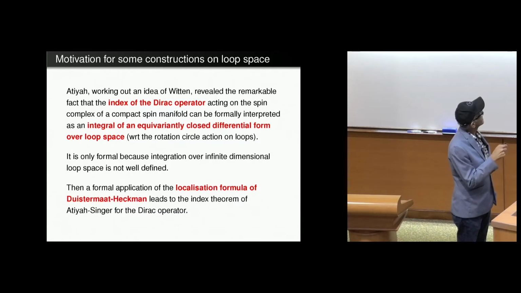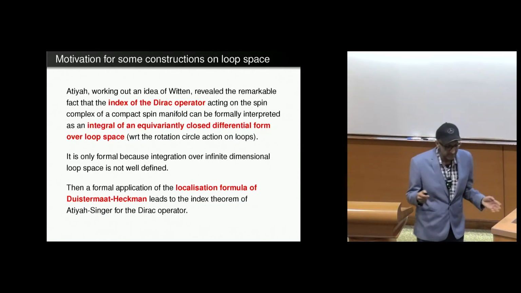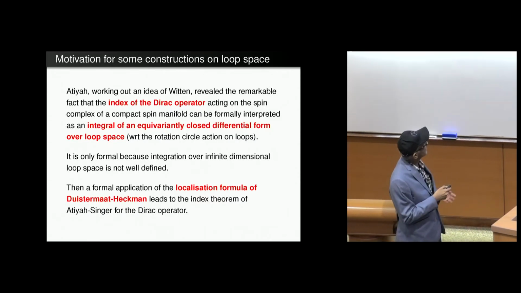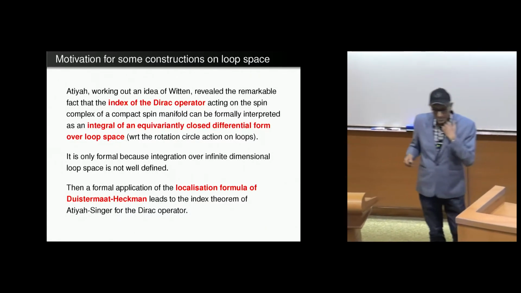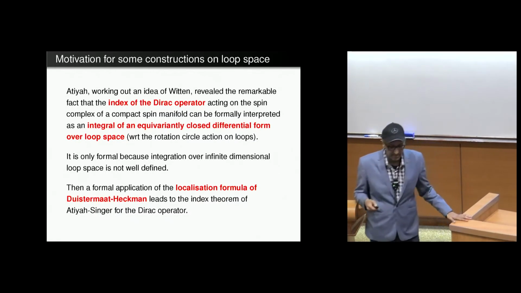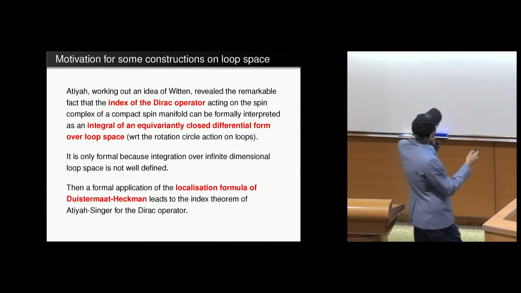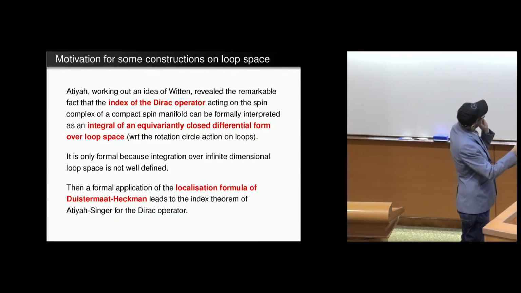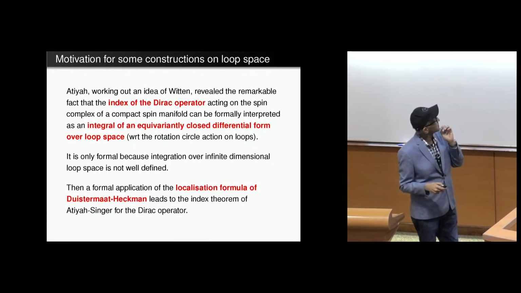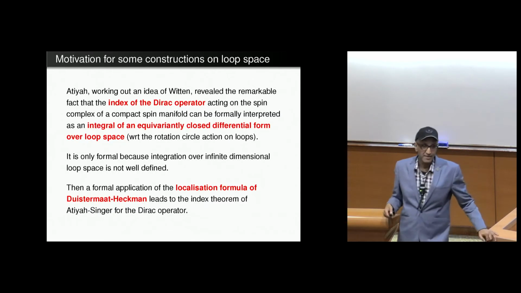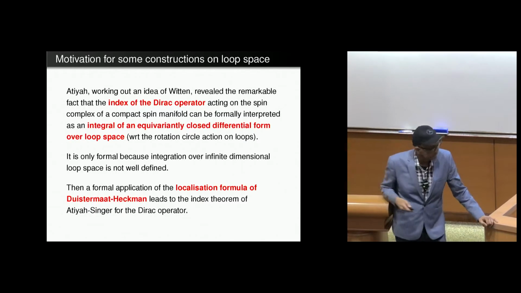But this thing is in some sense formal, although Atiyah tried to use stochastic integration, etc. Typically it's formal because the integration over an infinite dimensional space is not well defined. The problem with the Wiener measure is that it's supported on continuous objects, and the smooth ones are measure zero with respect to it. A formal application of the localization formula of Duistermaat-Heckman leads to the index theorem of Atiyah-Singer for Dirac operators. So this was proved by, let's say, Atiyah and Witten.